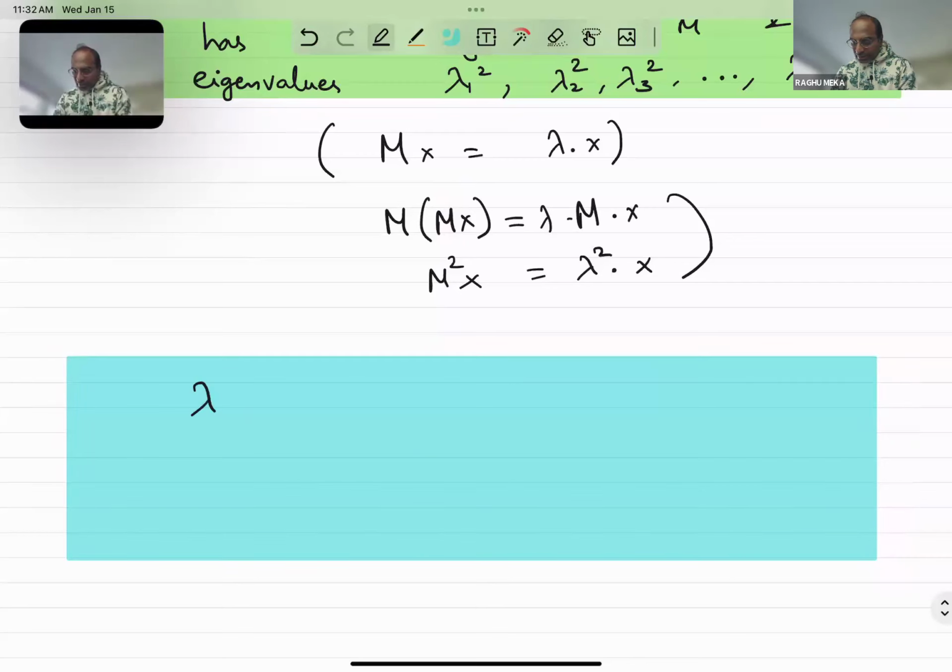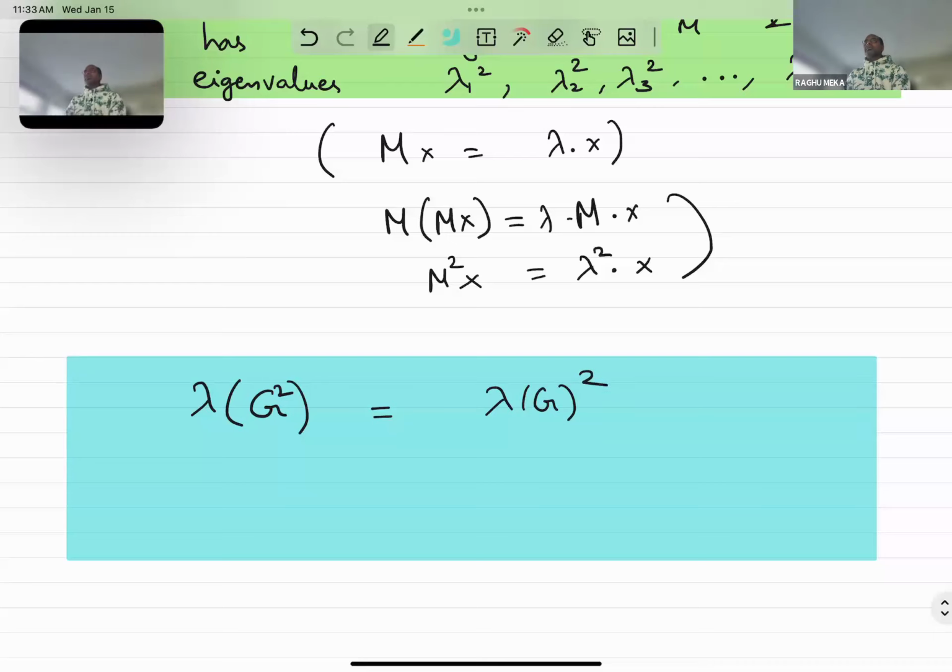So what does this mean? It means that the second largest eigenvalue of G squared is just lambda of G whole square. And since lambda is something less than or equal to 1, you are actually improving the second largest eigenvalue. You're decreasing the second largest eigenvalue. If lambda of G was 0.9, the new one is 0.9 squared, which is 0.81.